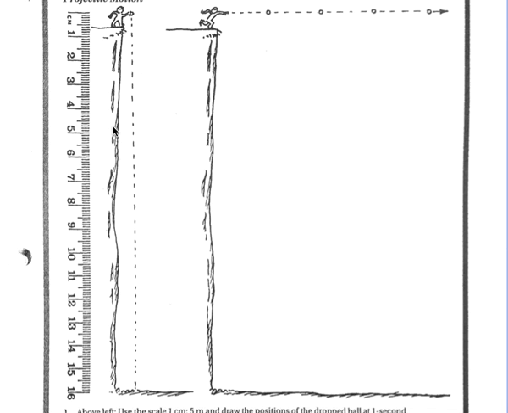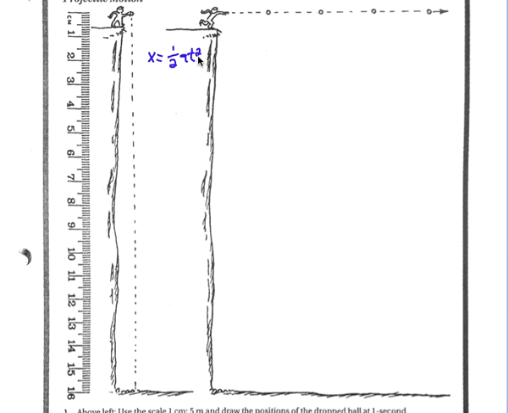Use the scale 1 centimeter equals 5 meters and draw the position of the dropped ball at 1 second intervals. We'll start here with just our falling motion. And we can use our third equation with zero initial velocity. So we can use x equals 1/2 at squared. Or you can use what you already sort of know and estimate distance for a falling object.